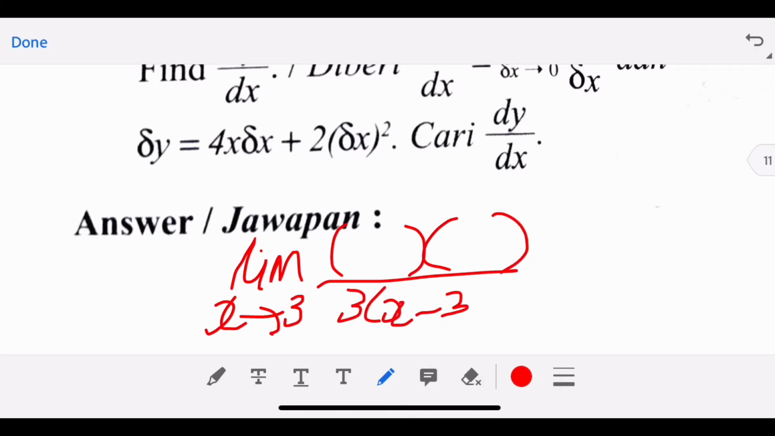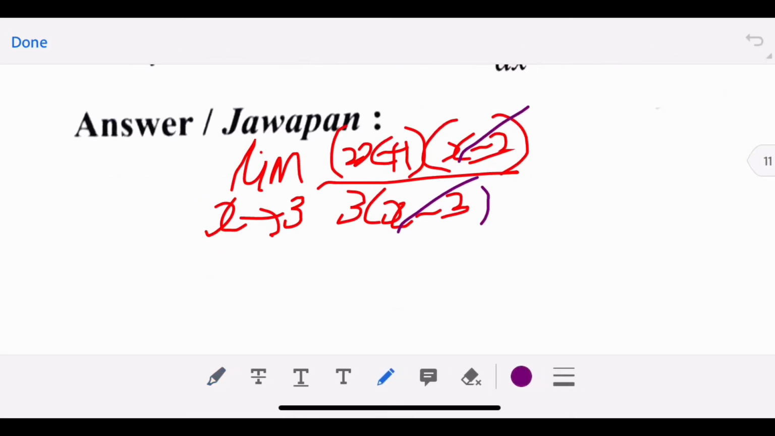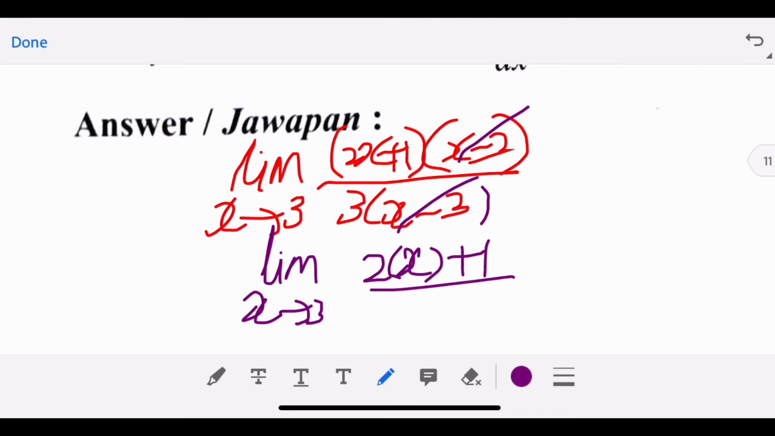So I redo again. First step is we factorize. After we factorize, we simplify. After we simplify, what do we do? Okay, after we simplify, we will substitute. Make sure you still write limit. So limit x approaches 3 for 2x plus 1 over 3.